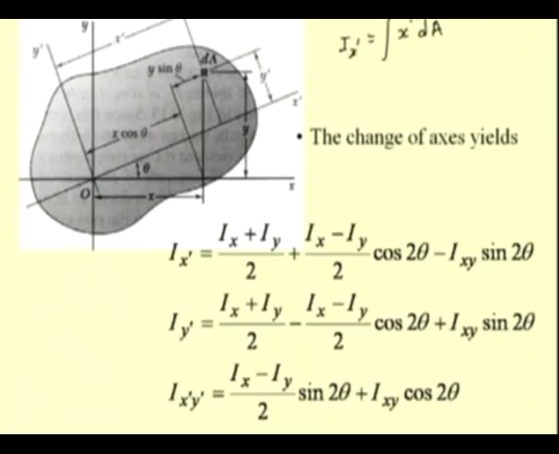So, these equations relate the second moments of this area in the rotated axis to the second moments of the area in the original axis, that is I x, I y and I x y. So, these are related to I x prime, I y prime and I x prime y prime.